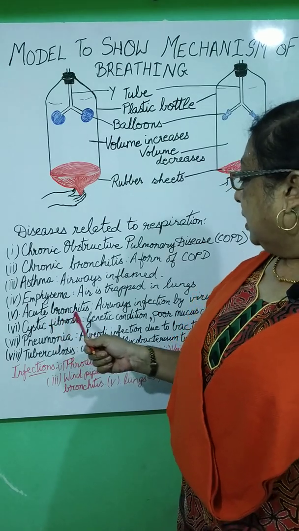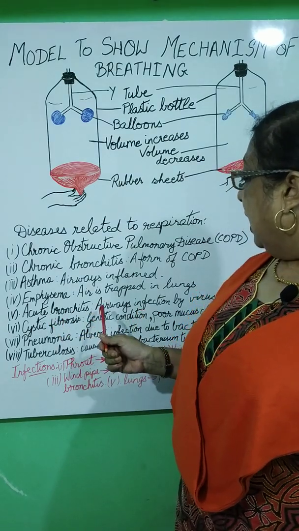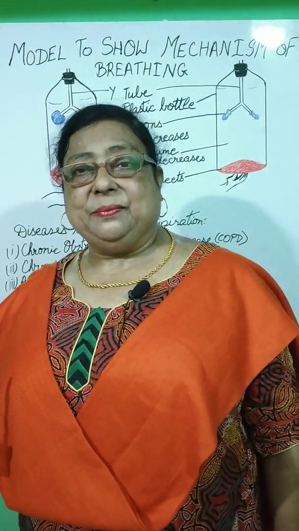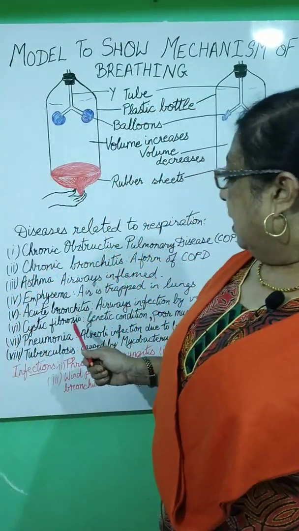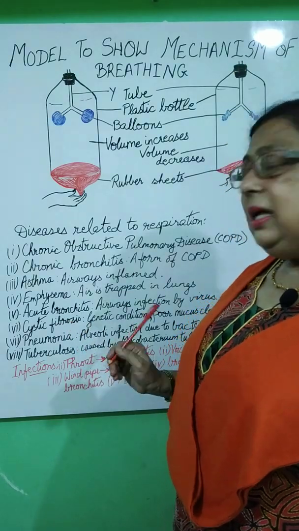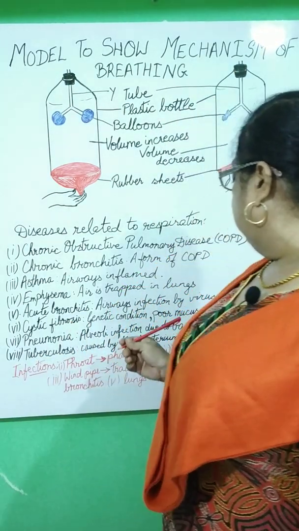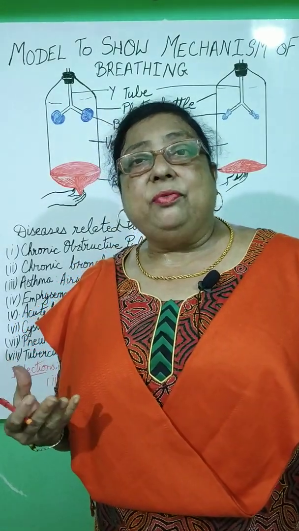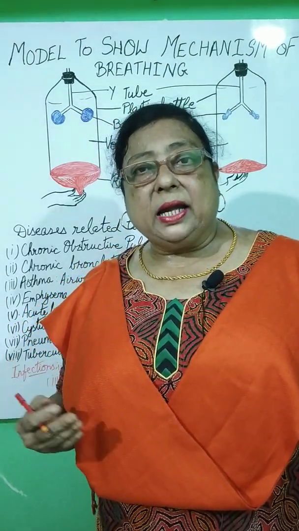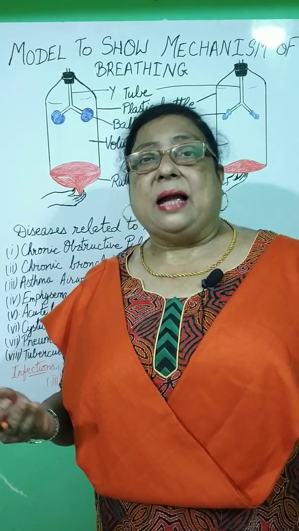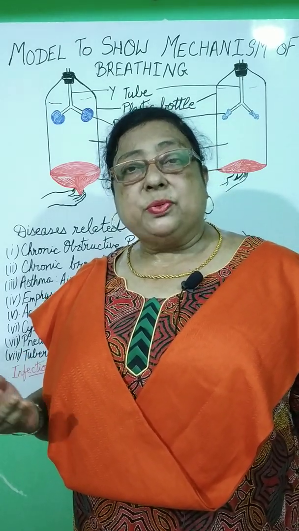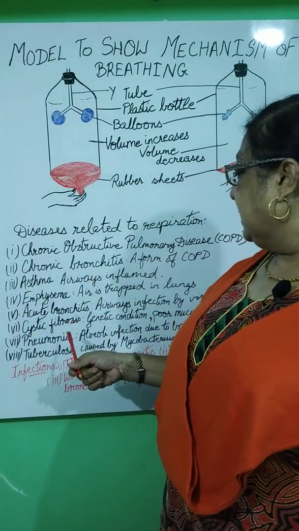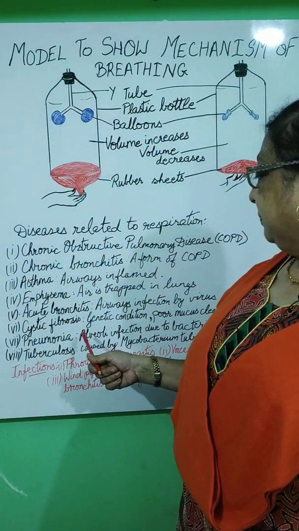Then acute bronchitis, in which the airways have an infection due to a certain virus. Then cystic fibrosis, this is generally a genetic condition, and mucus collects in our alveoli and is not able to get removed from time to time. So that obstructs the exchange of gases and the person gets this cystic fibrosis.